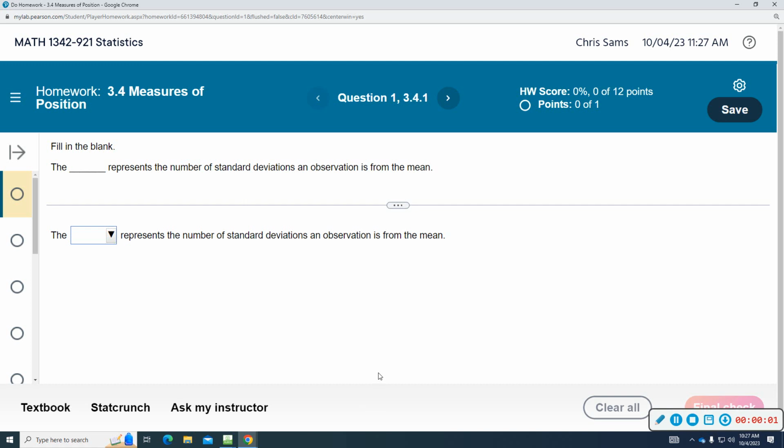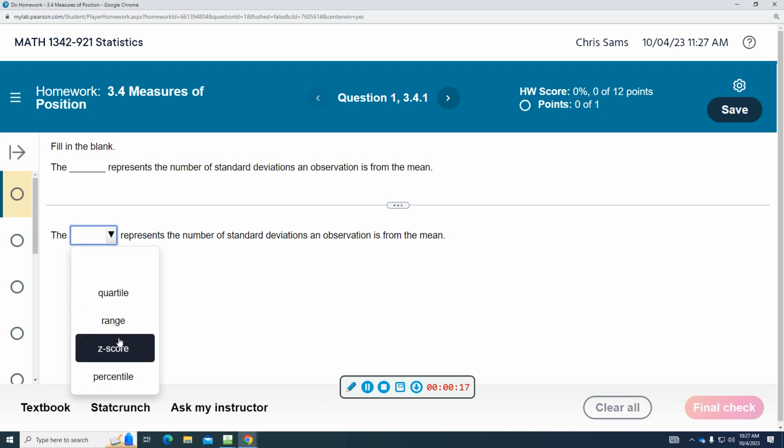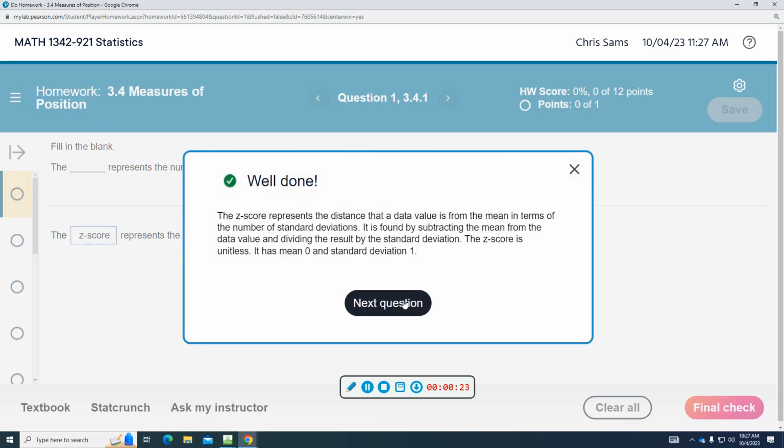All right, so we're going to be looking at section 3.4, measures of position. The first one is a vocabulary term. It says the blank represents the number of standard deviations an observation is from the mean. The z-score, that was one of the first ones we looked at in the text. That's how many standard deviations you are above or below the mean.